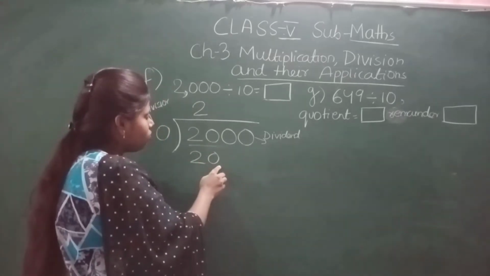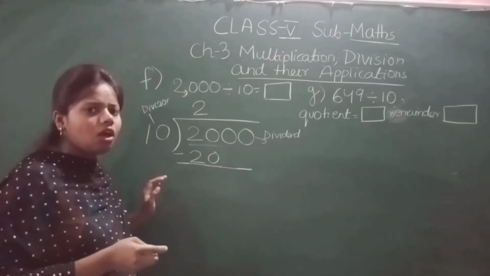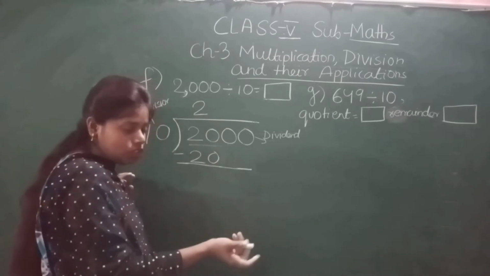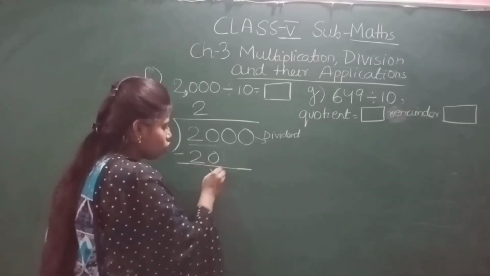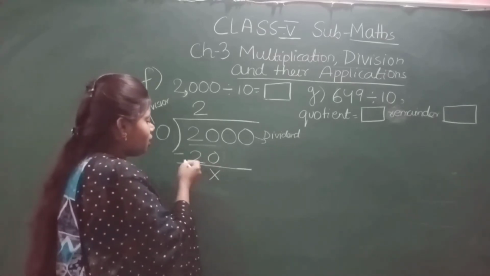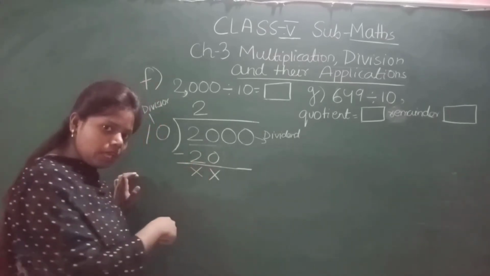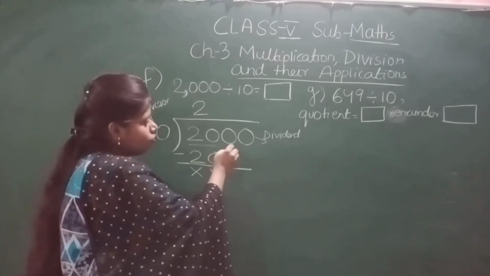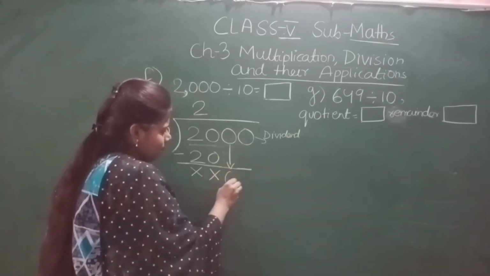Okay, done. Now what will we do? We will subtract this. So 0 minus 0 is 0. You can write 0 or you can put a cross also. 2 minus 2 is 0. So you can write 0 or you can put a cross. Okay, now see here. 0 is there. So we will bring this 0 down.